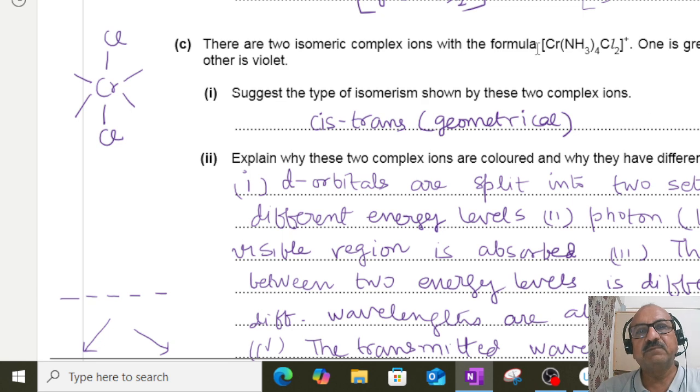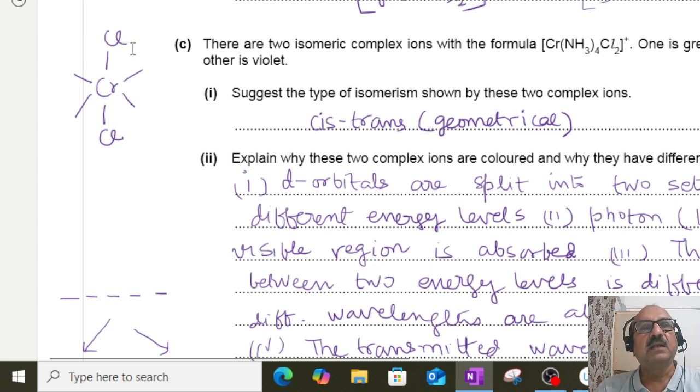For that I will give you a clue: if it has to be optical isomerism, then these ligands should be bidentate or multidentate. Whereas here the ligands are monodentate, and in the case of monodentate ligands we don't have optical isomerism. So that gives you the clue that optical isomerism is ruled out, so it will be geometrical isomerism.